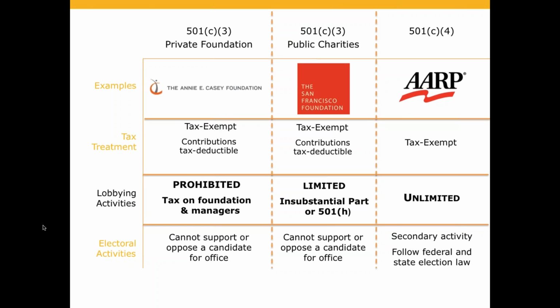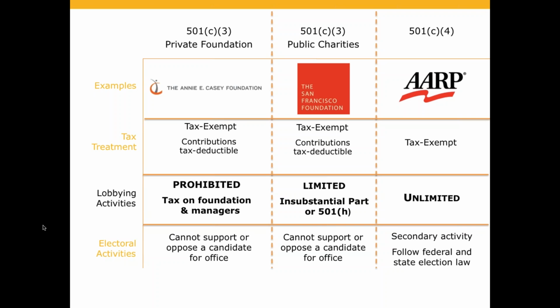A C3 public charity, like the San Francisco Foundation, is also tax-exempt, also has tax-deductible contributions, and is limited in their lobbying again, and this is where we come back to that insubstantial 501(h) conversation where they're limited in what they can do, but honestly, it's really not as limited as you'd think. Again, there's that one form which you would fill out to log your advocacy, your lobbying activity. And most of what you're going to do is covered. It's about $12,500 per quarter, or about 20% of your time on lobbying, and that's a lot. It's a very high threshold. And again, no C3 can support a candidate. AARP as a C4 is completely tax exempt.